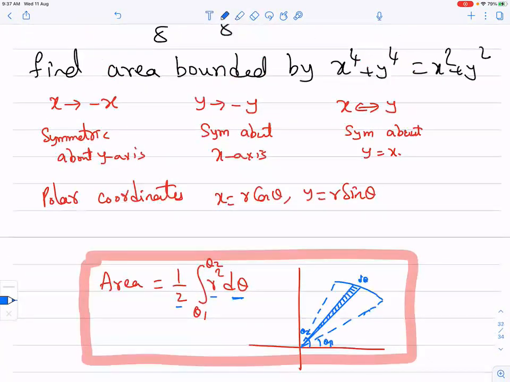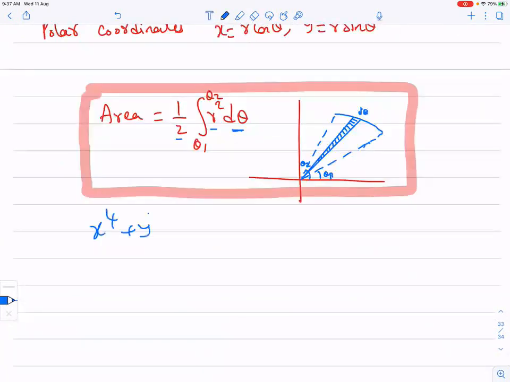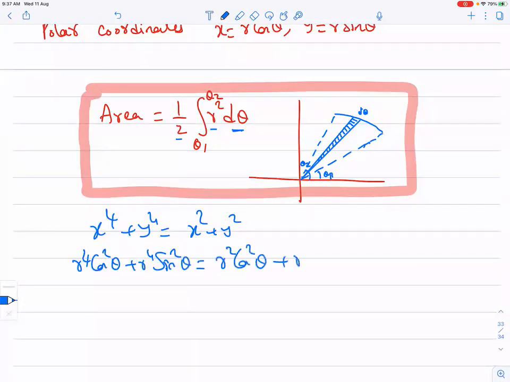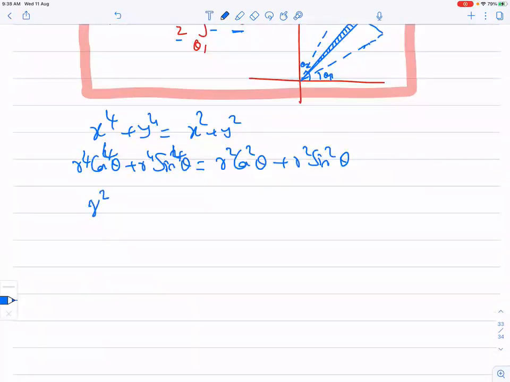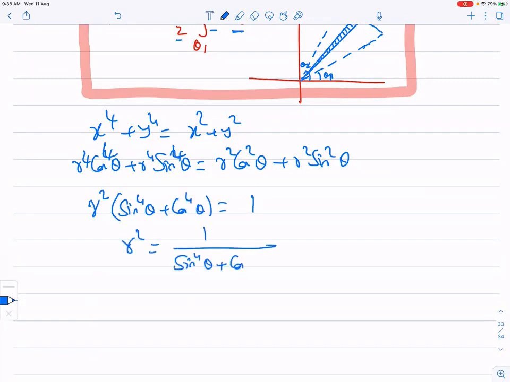Since x square plus y square equals x raised to 4 plus y raised to 4, we get r raised to 4 sin raised to 4 theta plus r raised to 4 cos raised to 4 theta equal to r square cos square theta plus r square sin square theta. Sorry, sin raised to 4 and cos raised to 4, my mistake. One r square cancels. What will come? r square equal to r square into sin raised to 4 theta plus cos raised to 4 theta equal to sin square plus cos square, which is 1. So r square is 1 by sin raised to 4 theta plus cos raised to 4 theta.